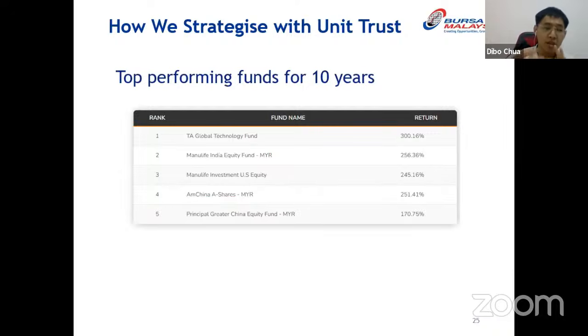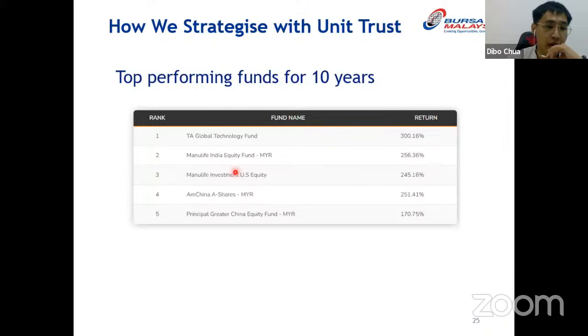Okay. And here I will just share on the top performing funds for the last 10 years. So as you can see here, the best one, TA Global Technology. This is the specialized funds. So up to today, it's 300%. Okay, 10 years time, 300%. This is crazy return, because in 10 years time, you're able to triple your investment. This is much better investment compared to stocks, I would say.